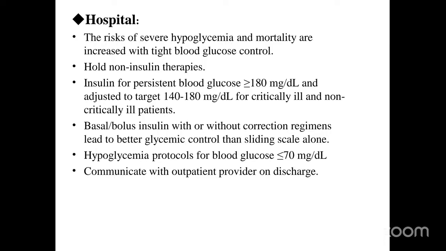In hospital, as we discussed, the risk of severe hypoglycemia and mortality is increased with tight blood glucose control, so strict glycemic control is not recommended. Also, we must hold all non-insulin therapies, and start insulin for persistent blood glucose more than 180 milligrams per deciliter, and adjust to target 140 to 180 milligrams per deciliter for critically ill and non-critically ill patients.